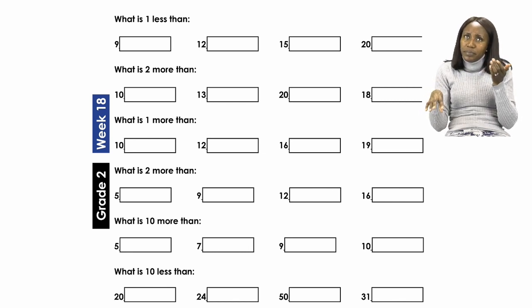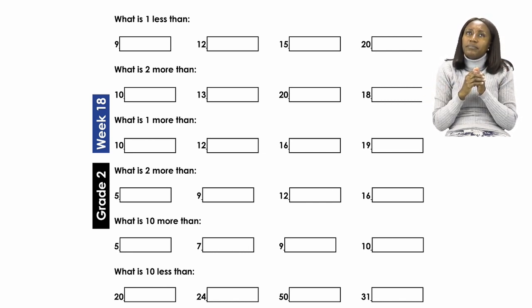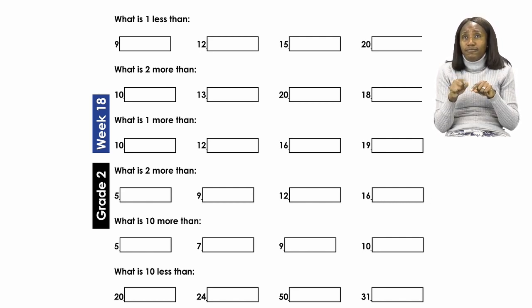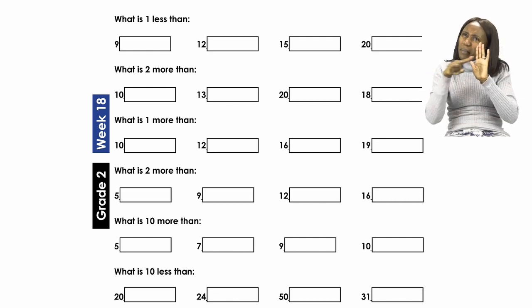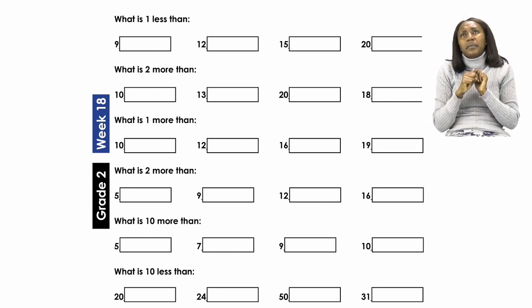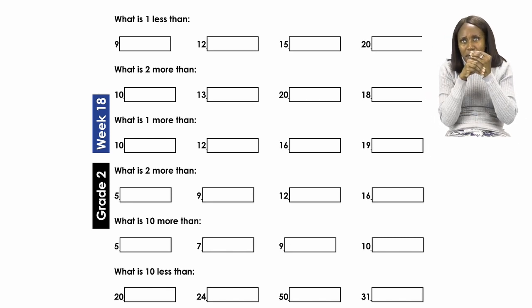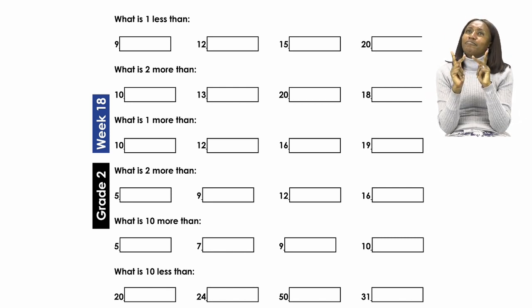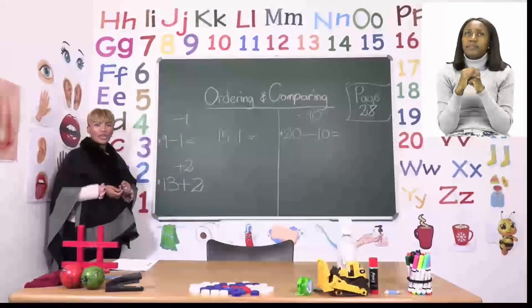Let's look at the second example before we go back to the board. It says, what is 2 more than? If it says more than, it means you add. So less than means you take away or you subtract. More than means you add. Okay, so let's quickly go back to the examples on the board and we do them together.